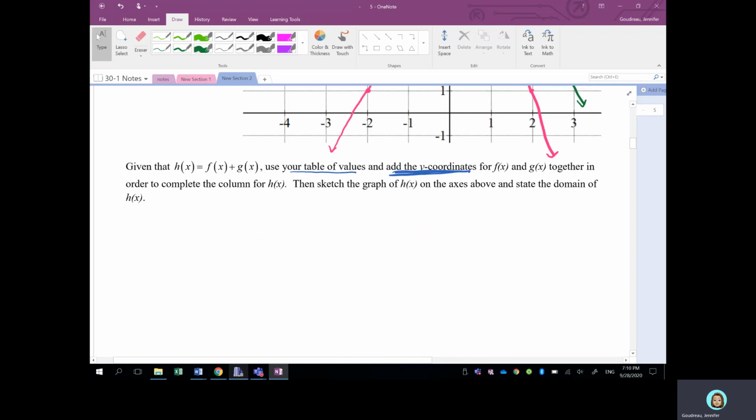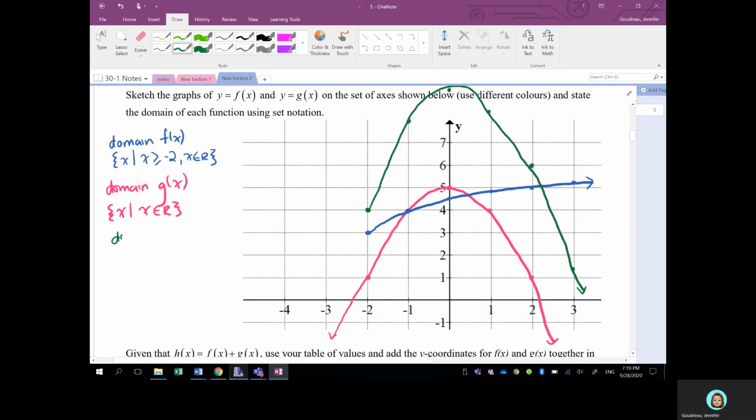Let's state the domain of h at x. So we just actually ended up talking about that. The domain of h at x is going to be the set of all x such that x is greater than or equal to -2. Otherwise, x is an element of the reals. And it's because this is where both f at x and g at x exist. So we can't have h at x exist unless both f and g exist. And so it takes on that domain where they overlap. And there's our graph of h at x.